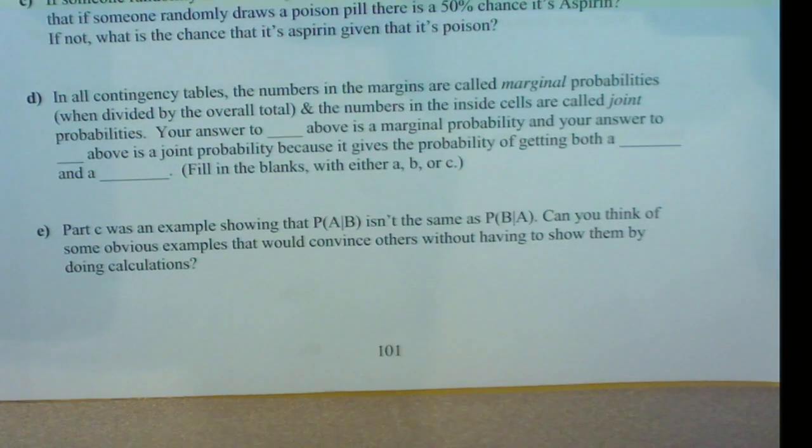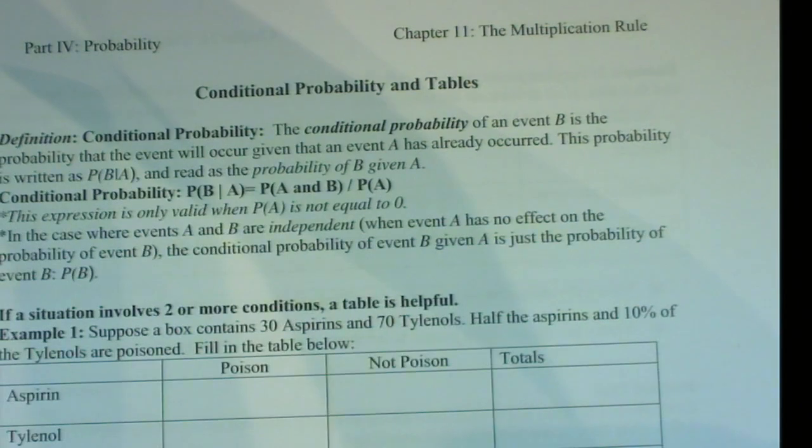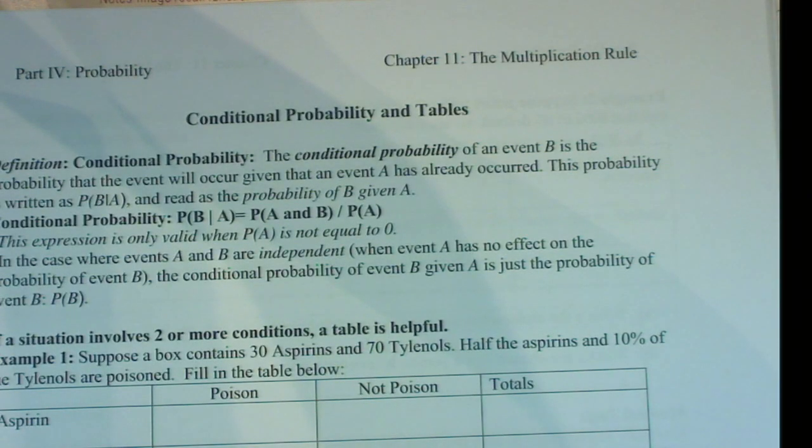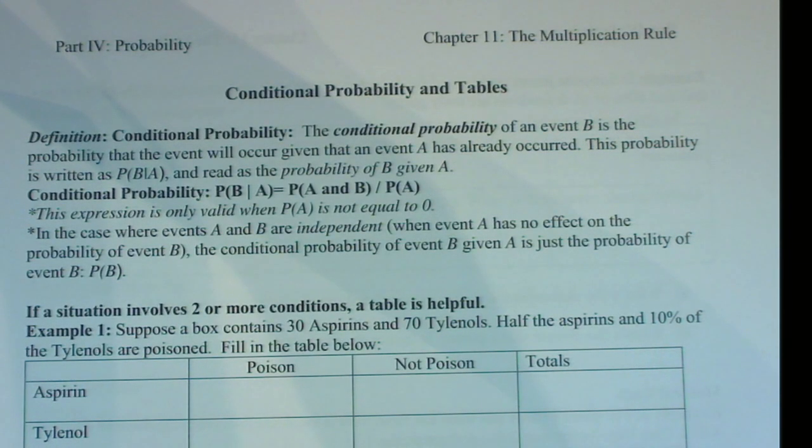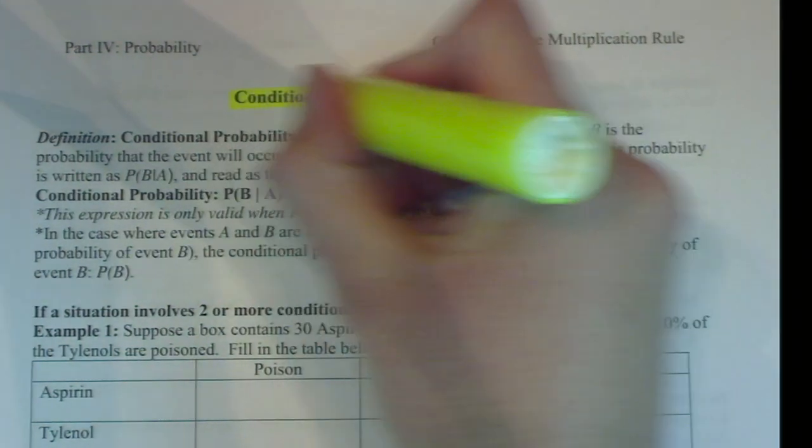But so this class I was gonna do 3 things. First is the birthday problem. Second is this idea of conditional probability. So I'm back to page 101. All right, so the good thing about this next part, this is the part of probability that most students think is the easiest, so that's good. We're gonna look at conditional probability and tables.